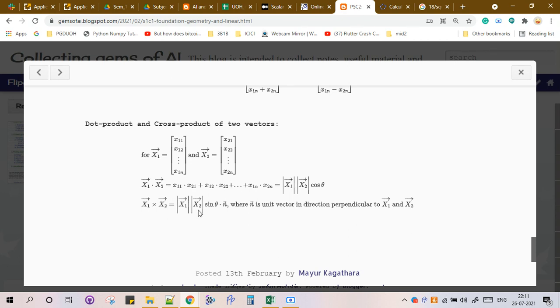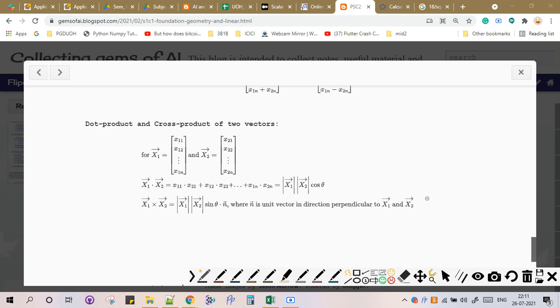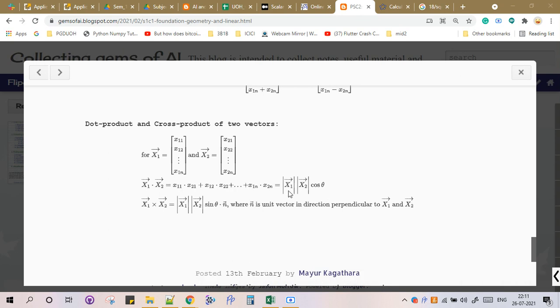And if you take the cross product, then it is defined as mod x1 mod x2, similar to the dot product, but instead of cos theta we have sin theta, and we have this unit vector n. This unit vector is defined as being in the direction perpendicular to x1 and x2, right? This is useful in physics in some contexts, when you need to calculate the magnetic force direction, like that. If x1 and x2 are here, the resultant unit vector would be perpendicular to both, like this, correct? But this is not very useful in machine learning, where we use the dot product much more.